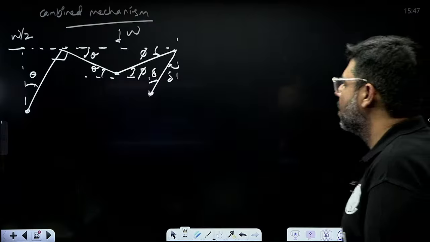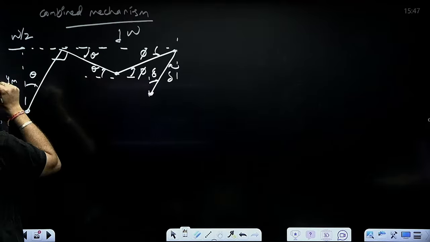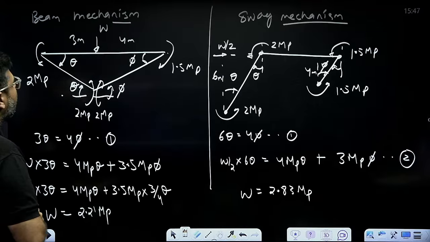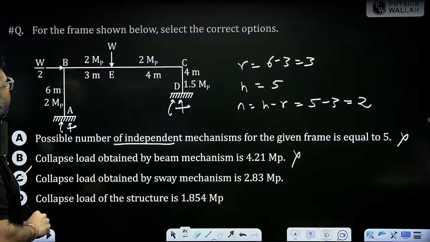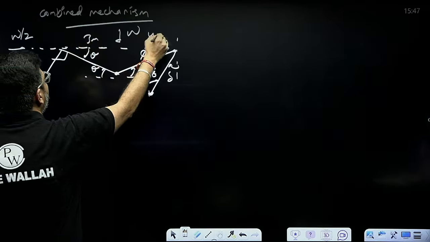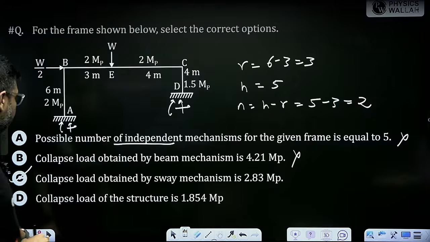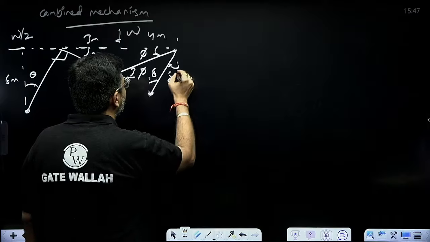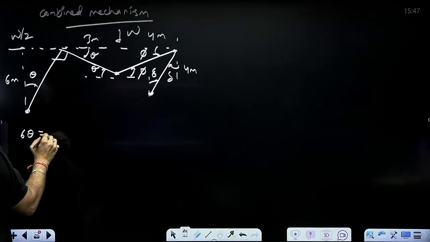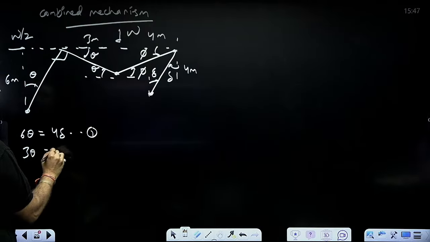Okay, let's solve this now. First, write down the compatibility equation. This is 4 meter. Sorry, this is 6 meter. 3 meter, 4 meter. 3 meter, 4 meter. And this one is 4 meter again. First 6 theta is equal to 4 delta and 3 theta is equal to 4 phi.